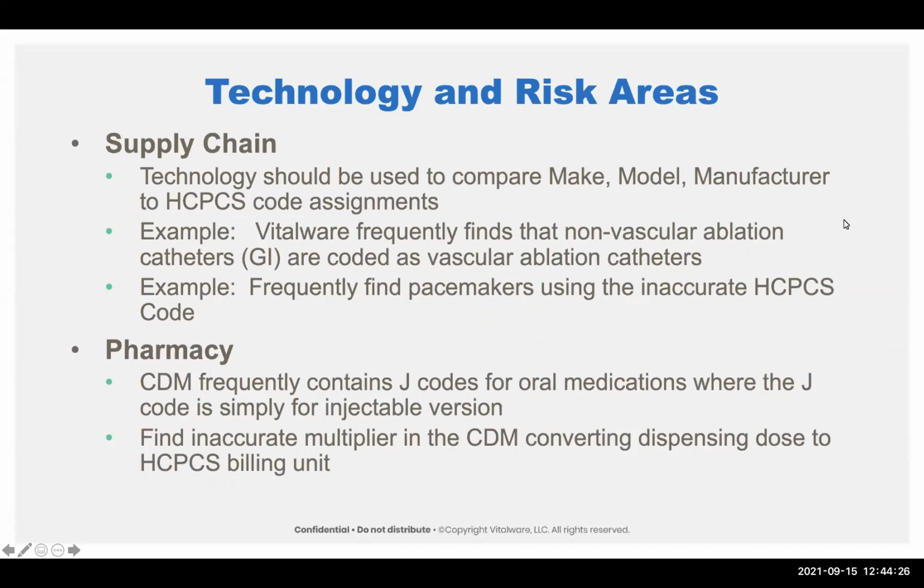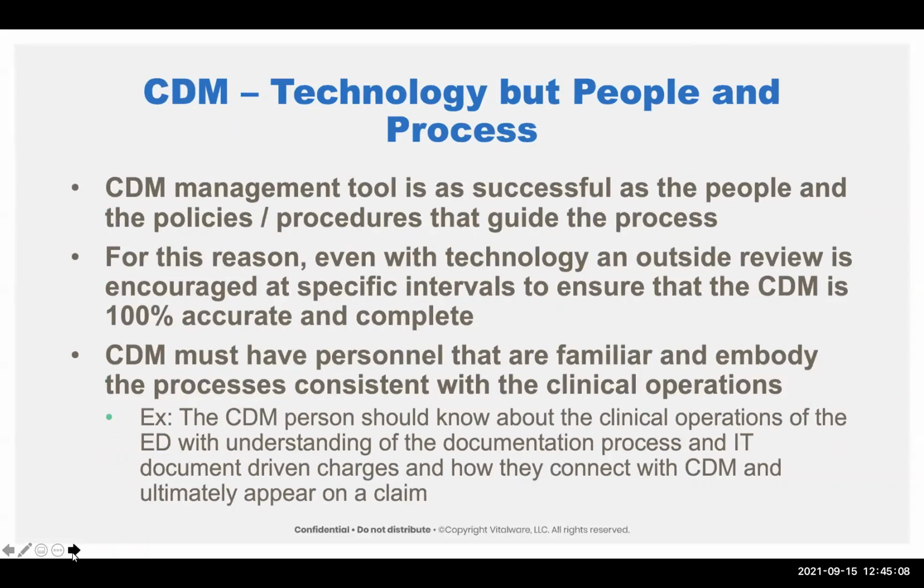Vitalware frequently sees that non-vascular ablation catheters are coded as vascular ablation catheters. So that's where the word ablation is steering supply chain wrong. Is it a vascular or cardiovascular one, or is it a non-vascular? We see this all the time. We see pacemakers being inaccurately coded quite a bit. We see the J codes for oral medications when they should only apply to the injectable. But the biggest charge loss in pharmacy is units of service. We'll see it come over as a unit of 1, but you were supposed to have 40,000. That doesn't work. You have to go ahead and get that fixed.